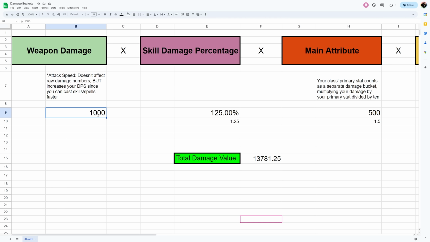We're looking at a flat damage value here, but it gives you an idea of how weapon damage interacts with this whole thing, and how you can get a consideration for which weapon's really going to help you out the most in your build.